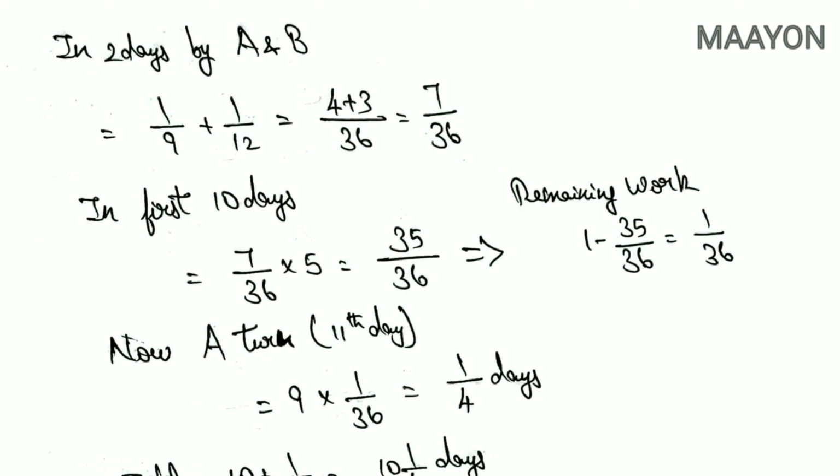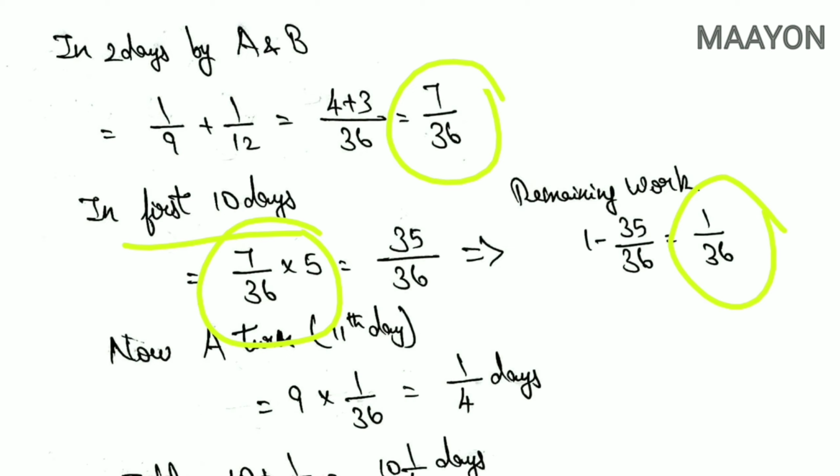As we have to calculate the values for the first 10 days, as the options are given in 10, we have to calculate 5 pairs. We know the value of the first pair, so into 5 gives 10 days. That is 35 by 36 of the work has been done. So the remaining work is 1 minus 35 by 36 equal to 1 by 36.